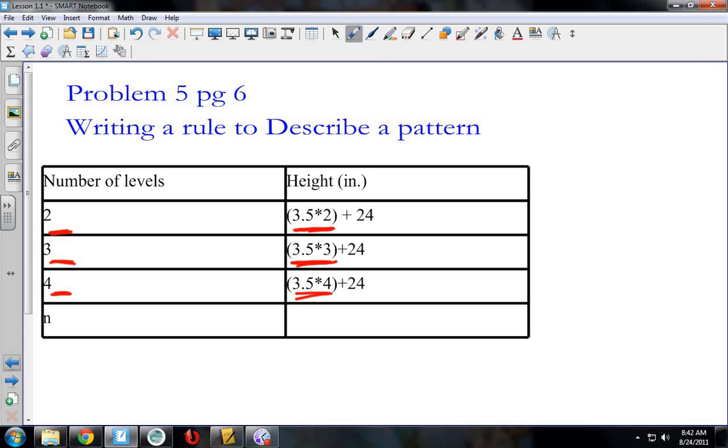So if I'm going to have n levels, what's my rule going to be over here? What's my equation going to be? My expression? The same? Is that how many levels I have right now? 5 levels? N, because we don't know how many levels, right? So it's a placeholder. Times n, then what? Plus 24. So if we have this expression, it'll allow us to figure out how tall it will be if we have 5, 6, 7, 10, 20 levels.